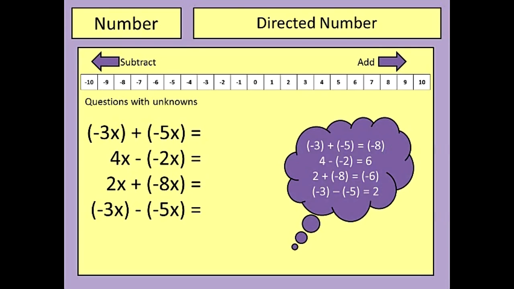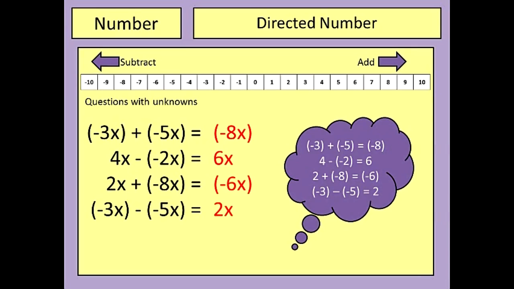Okay, so the very first one then is going to be no different to what we've just looked at in the number example. -3 plus -5 equals -8, so -3x plus -5x is going to give me -8x in total. 4 take away -2 equals 6, so 4x take away -2x is going to give me a positive 6x. And I'm using these number facts all the way through to support me with the unknowns. So 2x plus -8x is -6x, and -3x take away -5x gives me a final answer of 2x, positive 2x.